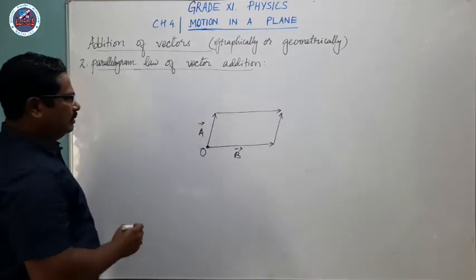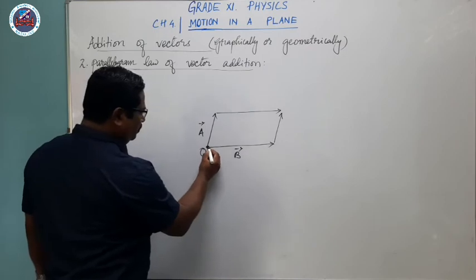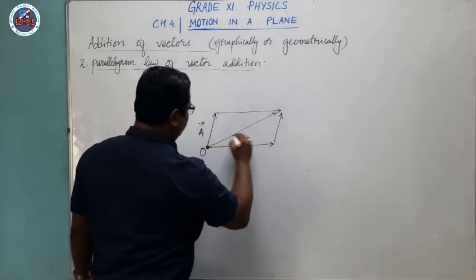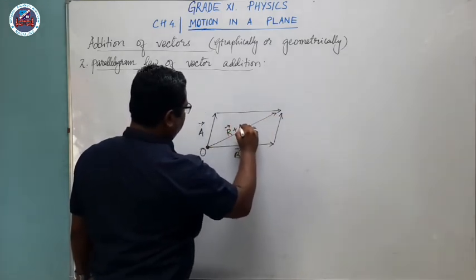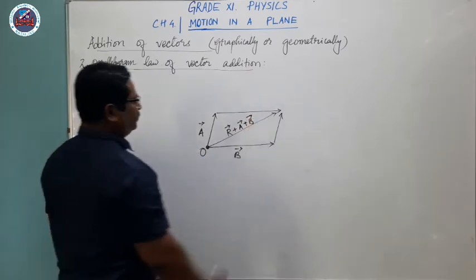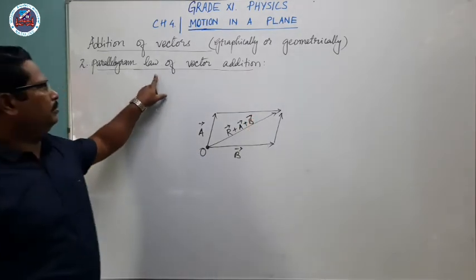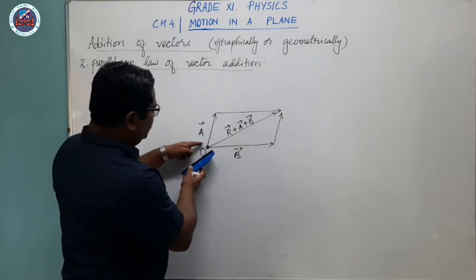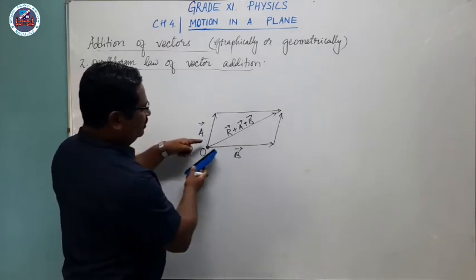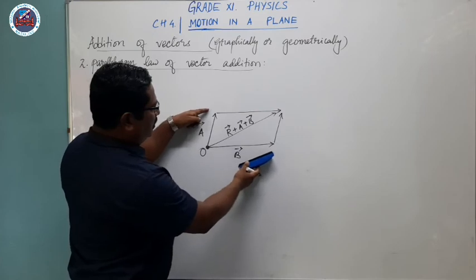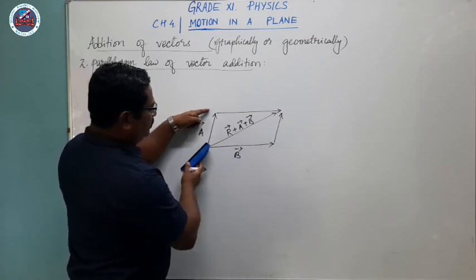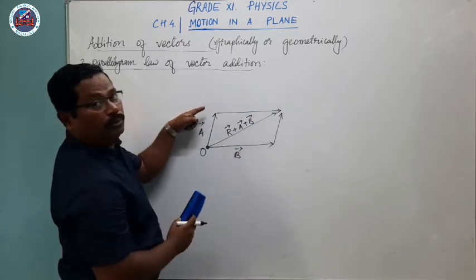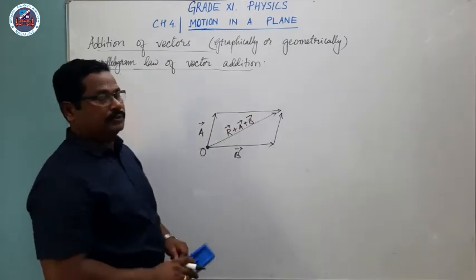Then the diagonal originating from the same point, from O the two vectors A and B have originated. The diagonal originating from the same point will give you the resultant vector A plus B. This law we call the parallelogram law of vector addition. You can look very carefully. Vectors A and B, they are coinitial vectors representing the two sides of the parallelogram. Then the resultant will be given by the diagonal passing through the same point, it is O. So this will give you the resultant vector.